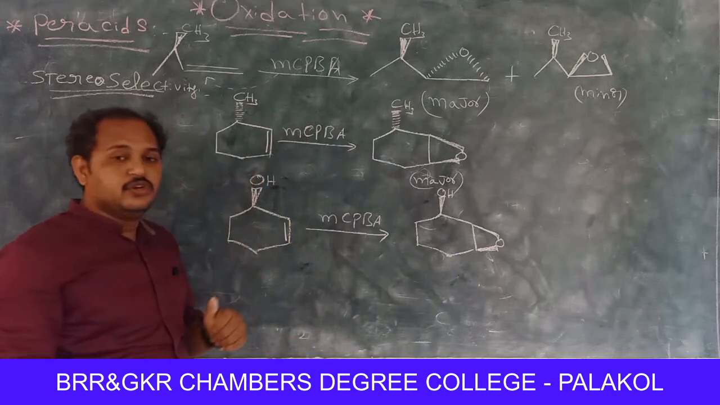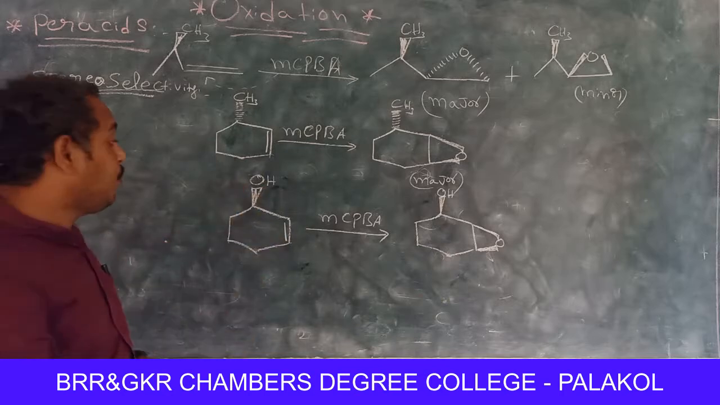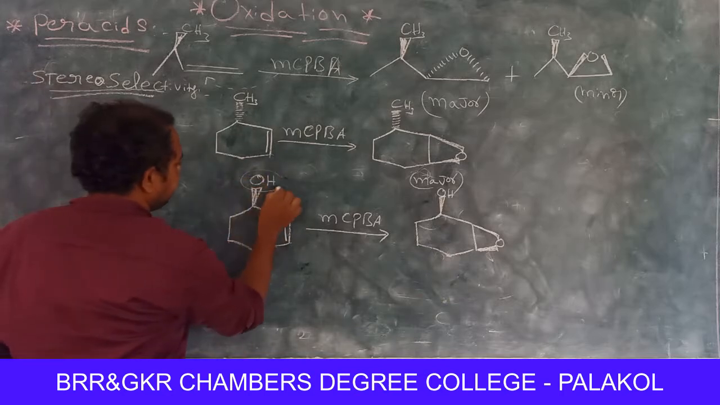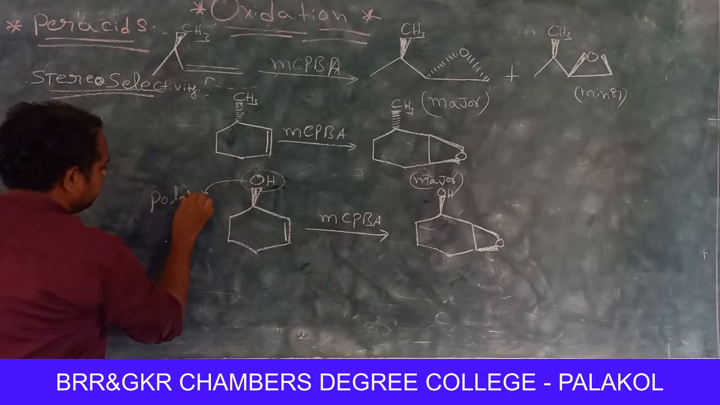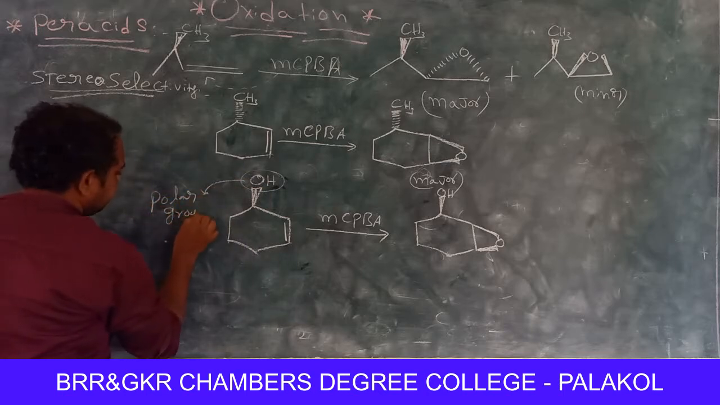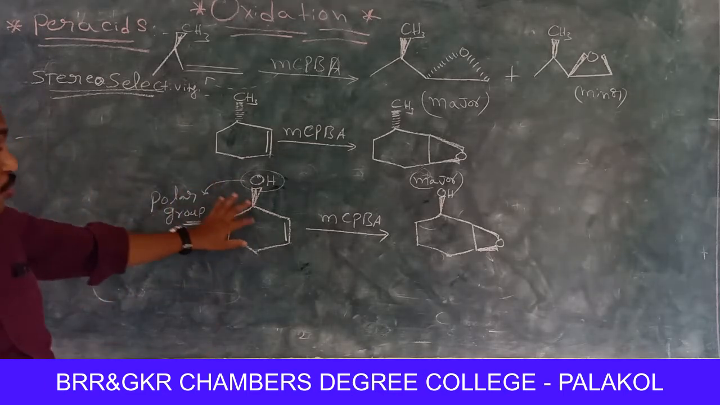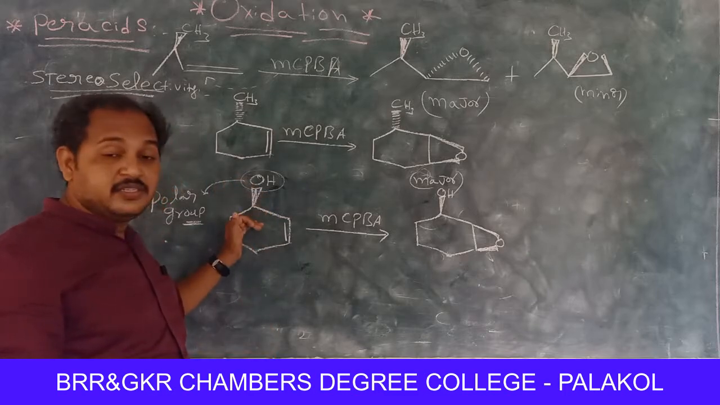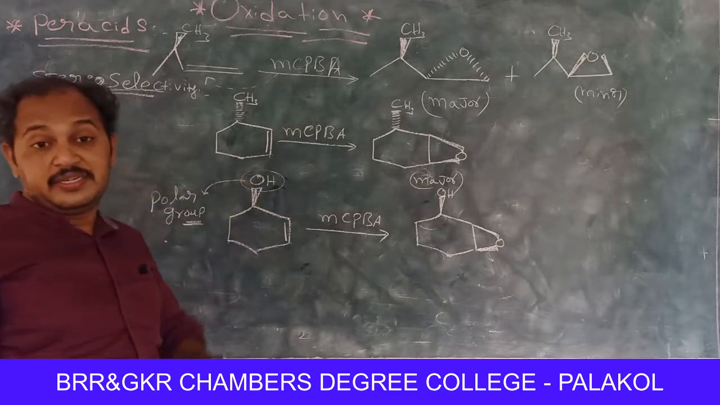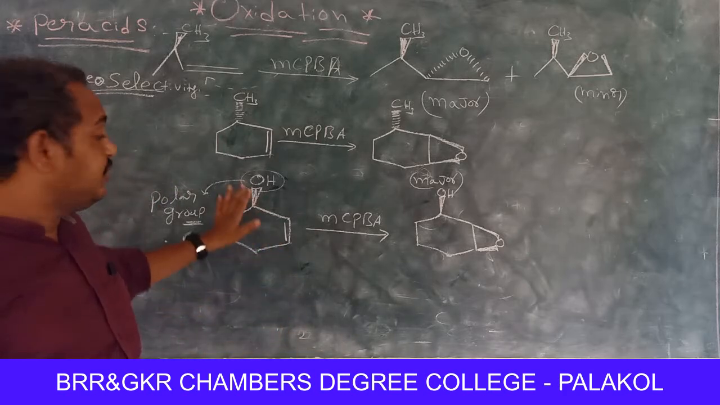But here, because the substituent is a polar group, this is not a simple group. This is a polar group. So whenever polar groups are present near the double bond, the epoxide formation takes place in the plane which is concerned with the polar group.